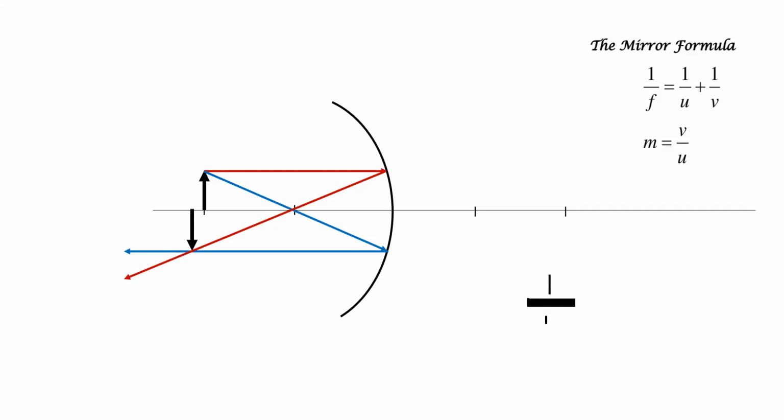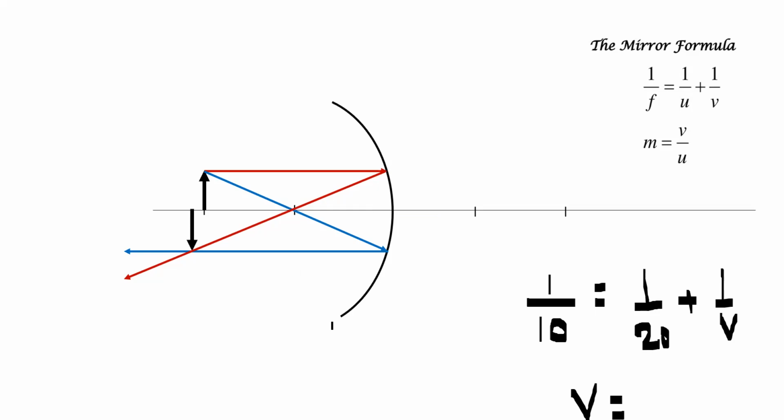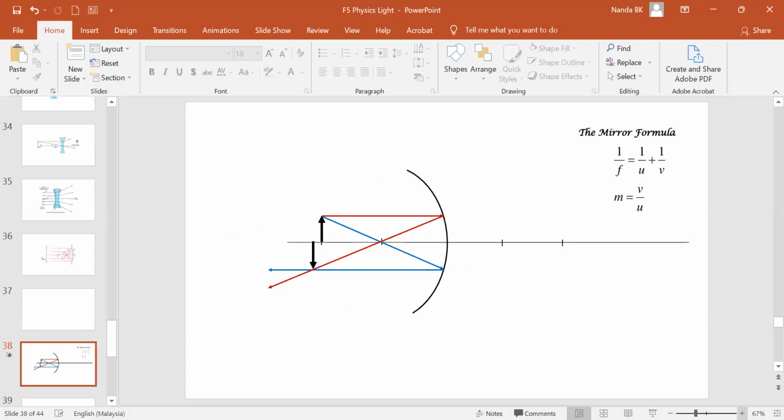So 1/10 equals 1/20 plus 1/V. Are you okay? So what do we get for V? I think my drawing is not correct, because I think this has run off, it's not touching. That's why my drawing is not correct. Let's redo it again. You please calculate for me.